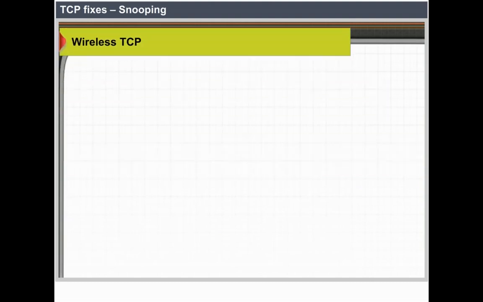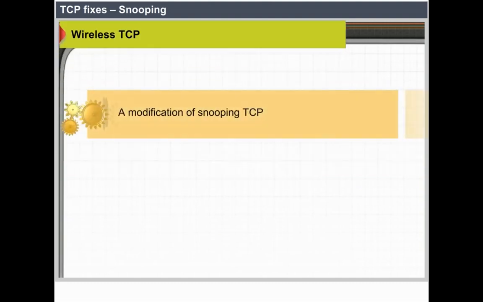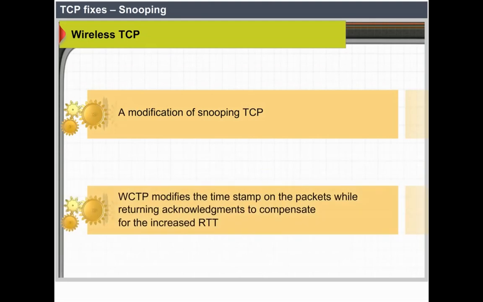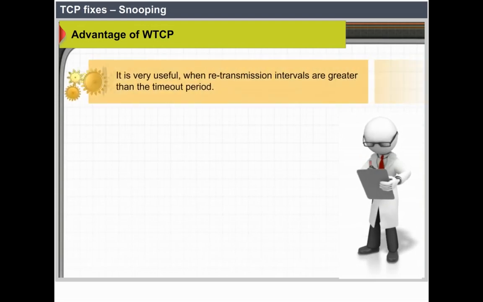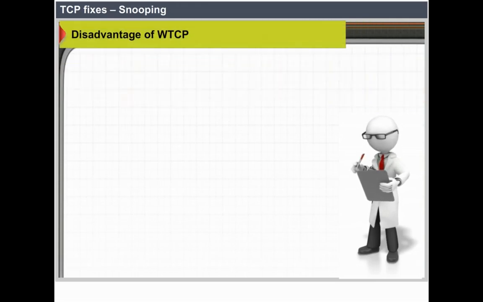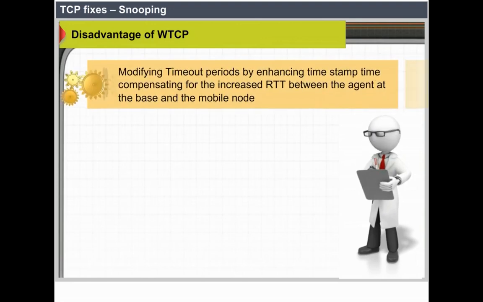Wireless TCP, a modification of snooping TCP. WTCP modifies the timestamp on the packets while returning acknowledgements to compensate for the increased RTT. Advantage of WTCP: modifying timeout periods by enhancing timestamp time, compensating for the increased RTT between the agent at the base and the mobile node. Useful when retransmission intervals are greater than the timeout period. Disadvantage of WTCP: cannot be used on shared LANs.